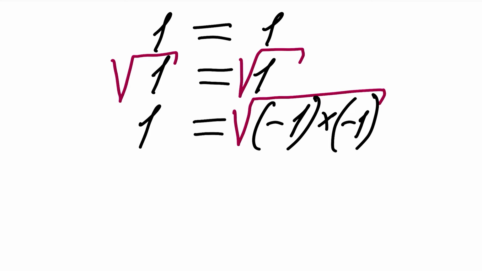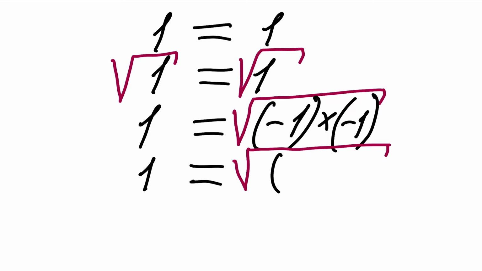Now, let's keep going. So I'm going to rewrite the left side, which is 1. And now I'm going to keep this square root symbol. And since -1 times -1 is actually the same thing as (-1) squared by definition. So remember that square means this repeated multiplication. So a number gets multiplied by itself. So in this case, twice.